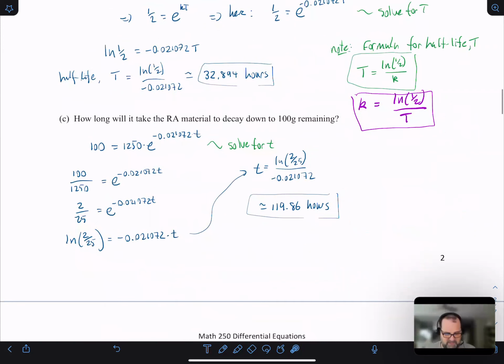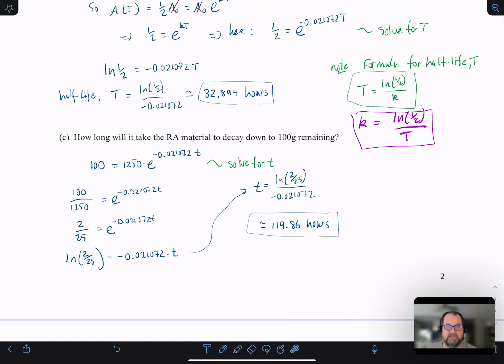The last question here is pretty straightforward. How long does it take for our radioactive material to decay down to 100 grams? We started with 1250. If we end with 100, we can set up that equation and simply solve for T. Again, this is not too difficult to do. Divide by 1250 on both sides, take ln on both sides, solve for T. I got this to be about 120 hours. So again, we should be able to do some exercises like that. A little example on my open math to try for you.